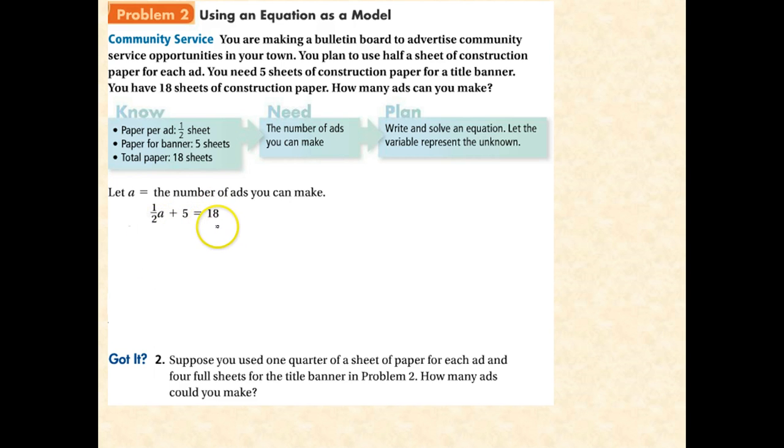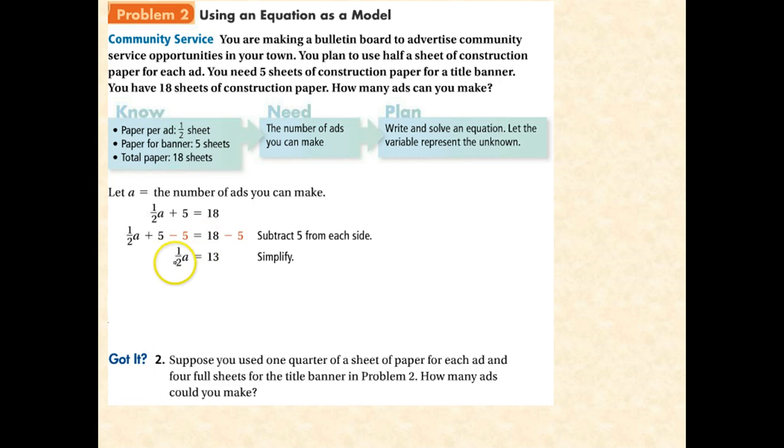Now we can solve this equation. What would we do first? Would we get rid of the multiplied by 1/2 or the added 5? We would get rid of the adding 5 first. So we're going to subtract 5 from each side. And that gives us 1/2 A equals 13.